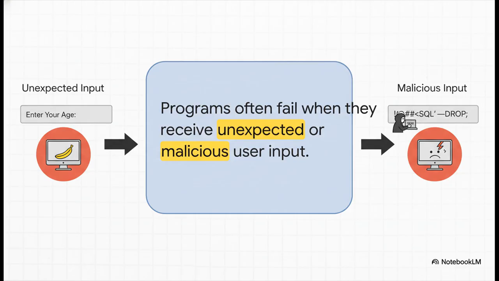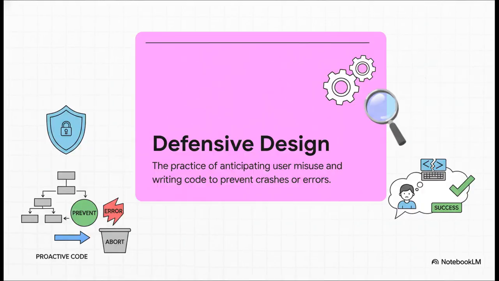You know, sometimes it's an honest mistake, like a user typing the word "twenty" when you asked for the number 20. Other times, it could be something more deliberate, like someone trying to break your program on purpose. Either way, your code has to be ready for anything. This leads us right to the core strategy you need to know for your exam: defensive design.